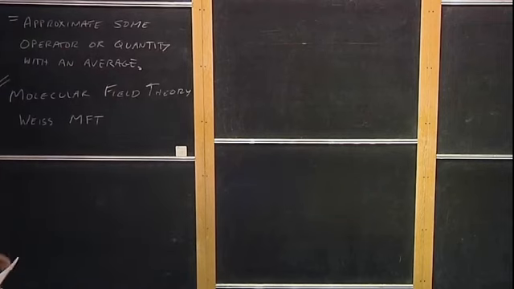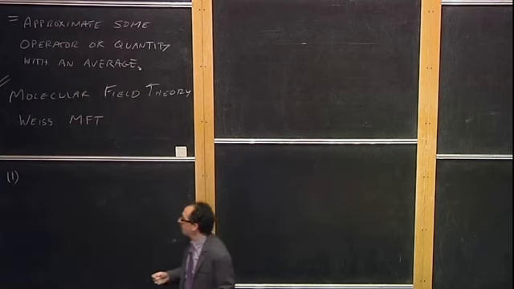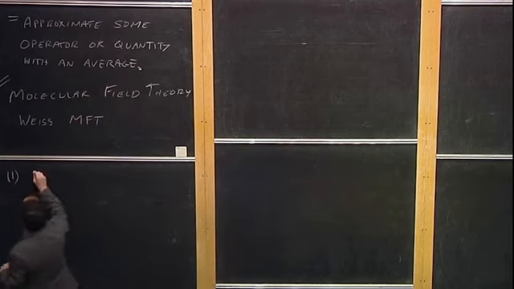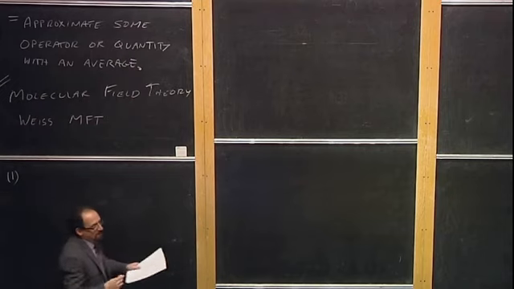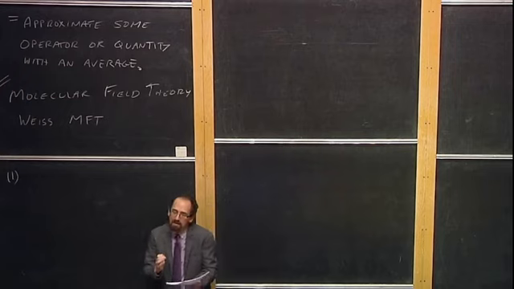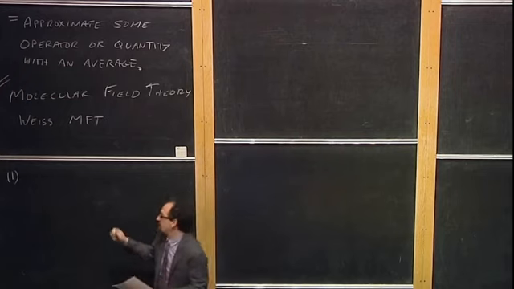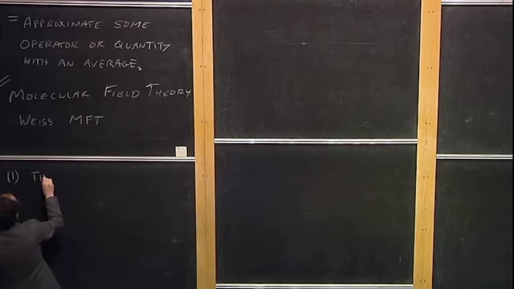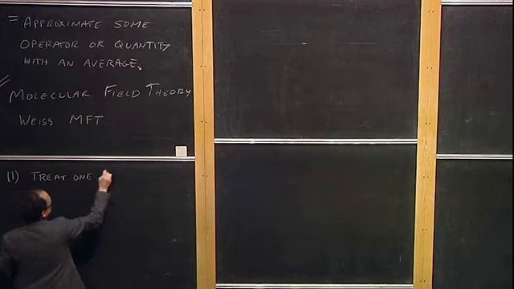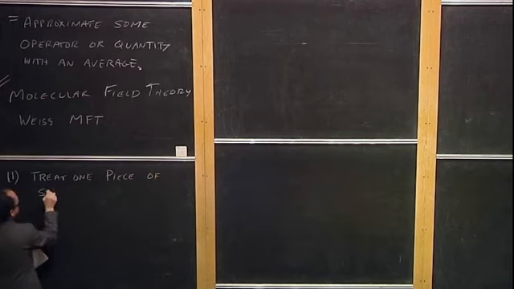So the idea of molecular field theory, it has basically two very simple steps that you can always follow. Step one is that you should treat one piece of the system exactly. You isolate one little piece of the system. It might be a single unit cell, or it might be just a single site, and you're going to treat that exactly. So treat one piece of the system exactly.